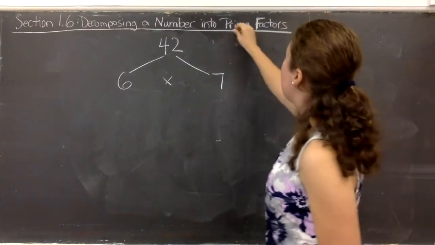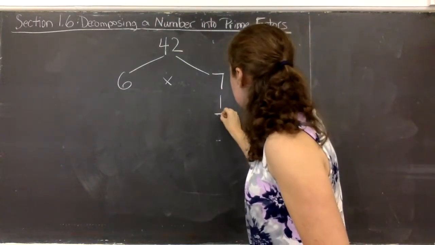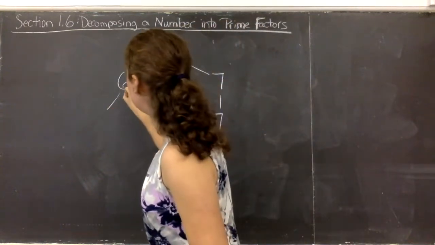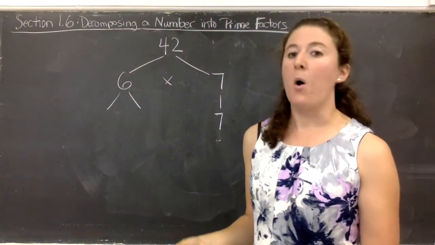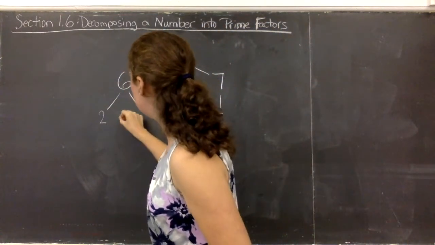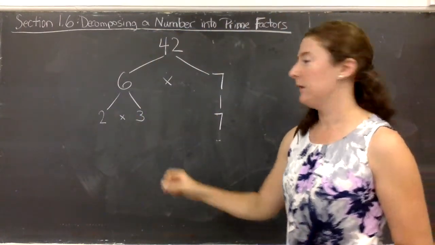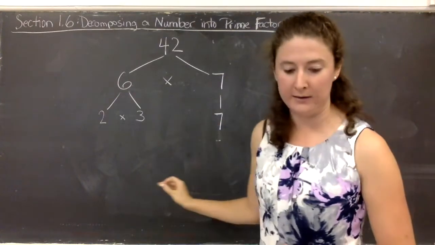So now I have to look: do I have any prime factors in there? Yes, I do. I have 7. 7 is a prime factor, so I'm going to keep that there. But 6 isn't, so I can break down 6 again. I could do 1 times 6, but that doesn't get me any further because I still have a 6. So I can do 2 times 3. 2 times 3 is 6, and then 7 times 1 is 7. So I've broken it down again.